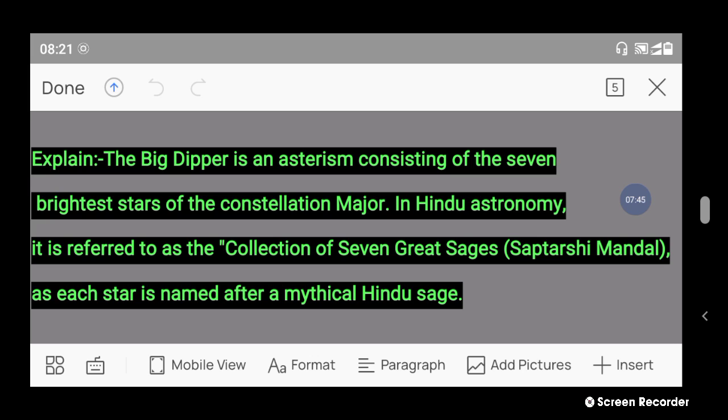The Big Dipper is an asterism consisting of the seven brightest stars in the constellation of Ursa Major. In Hindu astronomy it is referred to as the collection of seven great sages, Saptarishi Mandal, as each star is named after a mythical Hindu sage. Next question.